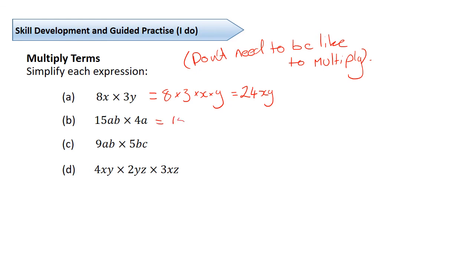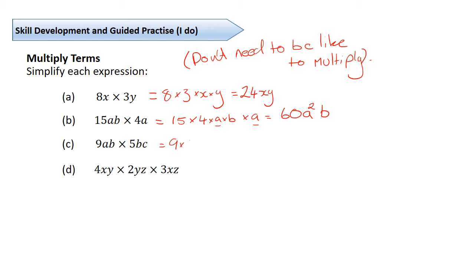Rightio, so numbers out the front, 15 times 4 is out the front, times A B times A. So 15 times 4 is 60. And what I'm going to do here is I'm going to rewrite this really quickly. Times A times B. I might write it like that instead. Because I'm going to notice that I have an A times an A. And hopefully you guys can remember from the other lesson, A times itself 2 times, I can write that as A squared times B on the end.